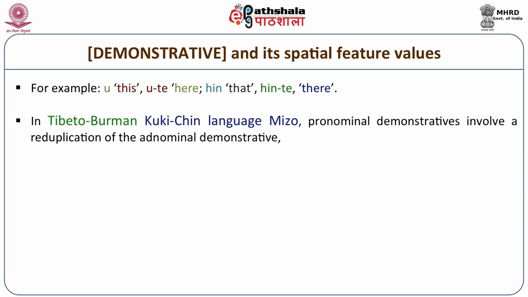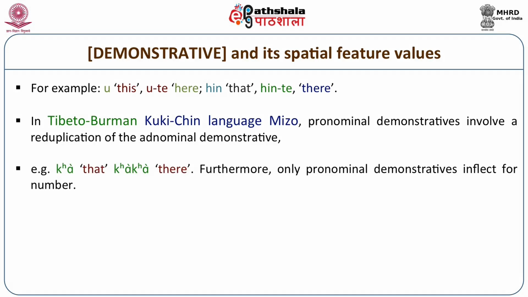Similarly, in the Tibeto-Burman Kuki-Chin language Mizo, pronominal demonstratives involve a reduplication of the adnominal demonstrative. So, kha, that, and khaa, there. Only pronominal demonstratives in Mizo also inflect for number.